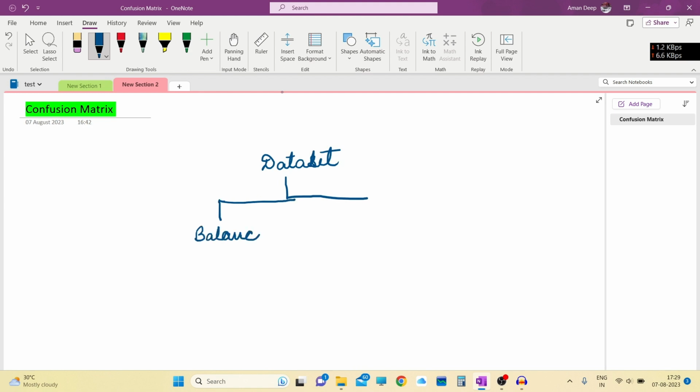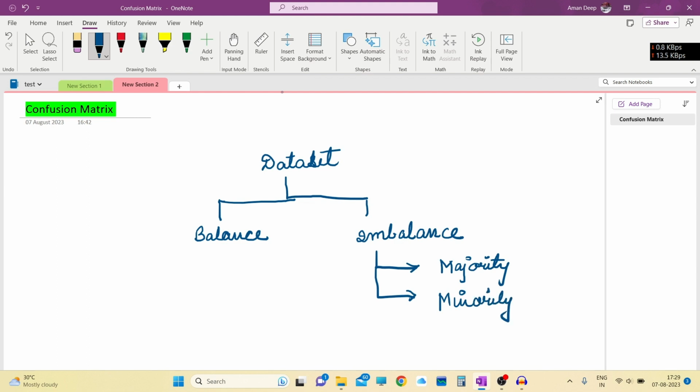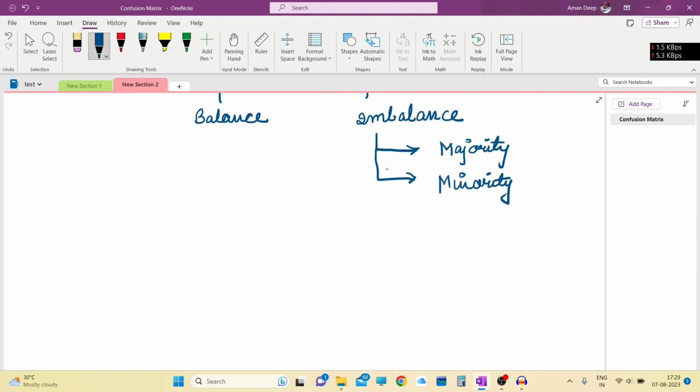A balanced data set or imbalanced. The classes in the imbalanced dataset are called majority class and minority class. To understand this, consider an example of bank fraud case detection: fraud transactions.